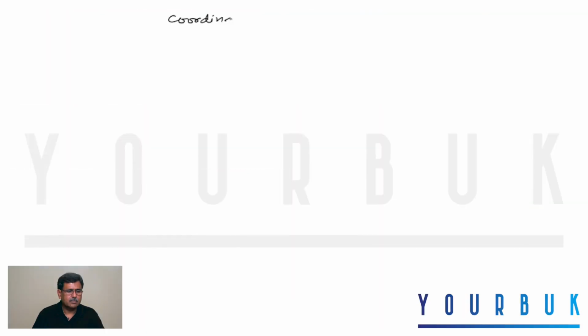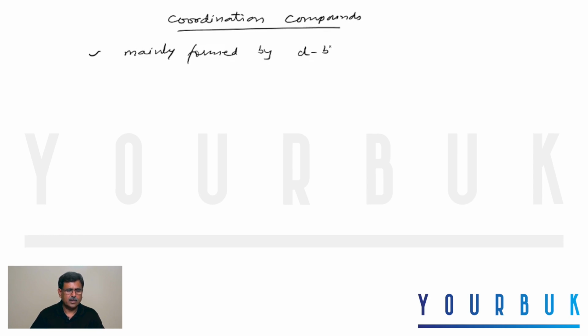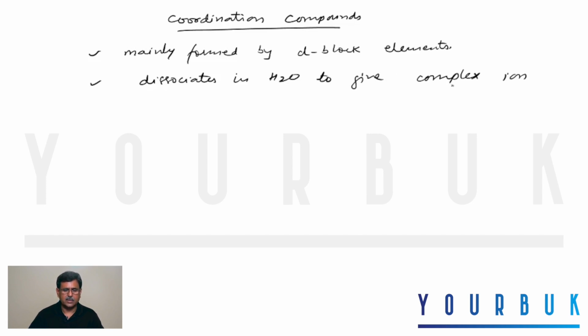Now let us revise the coordination compounds. These coordination compounds are mainly formed by d-block elements, and they dissociate in water to give complex ions. It may be a complex cation or a complex anion.